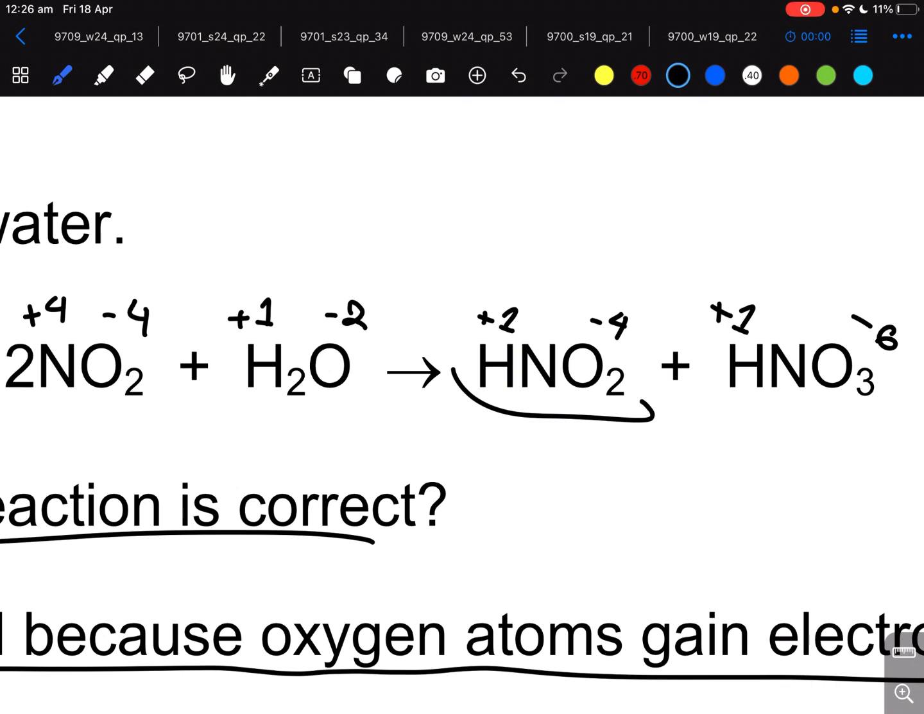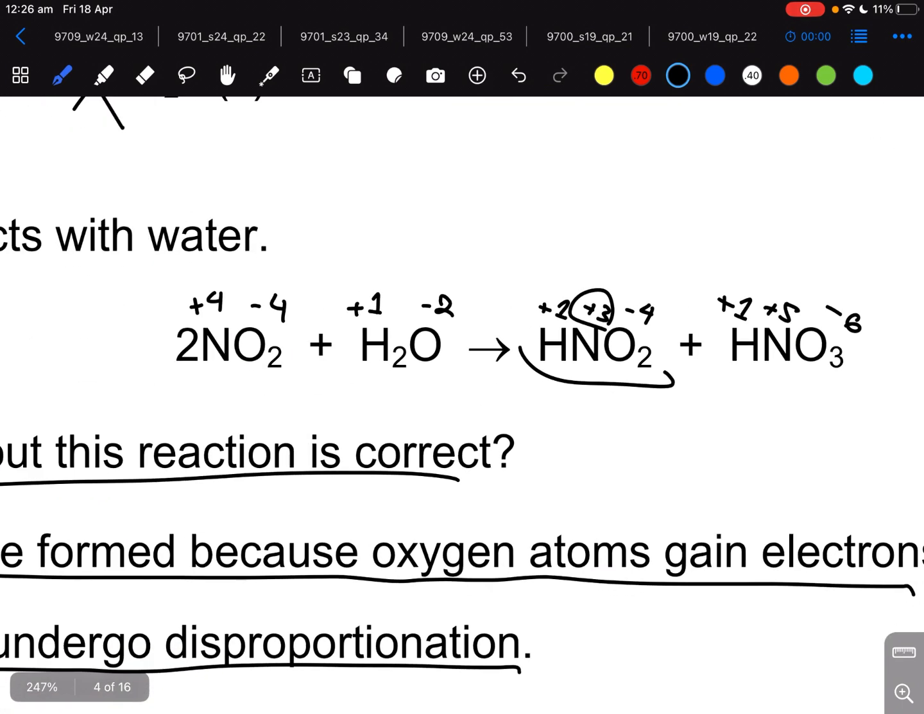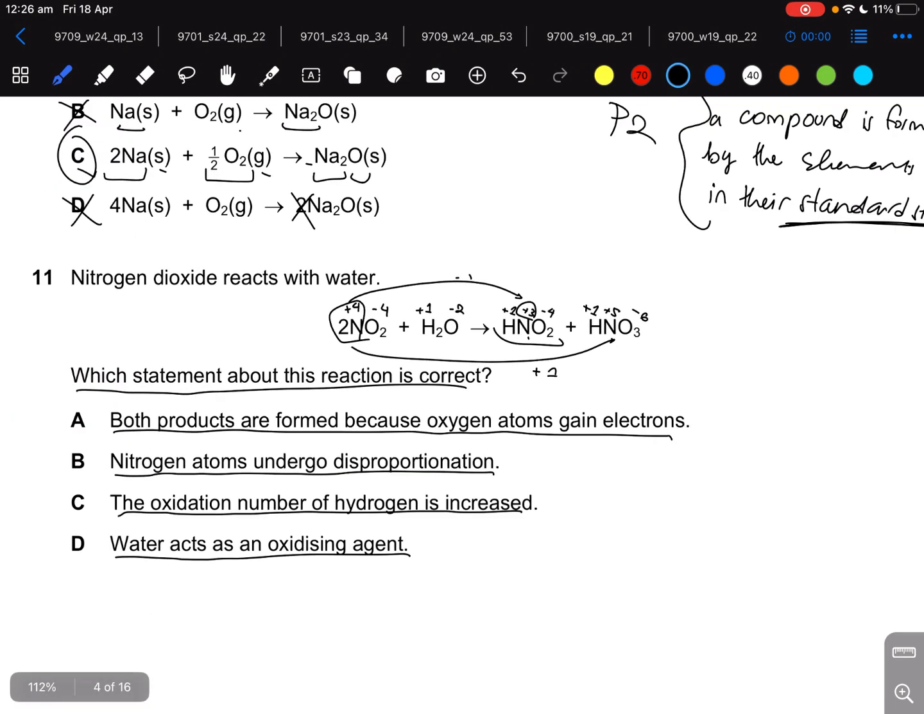The nitrogen is going to be 0, 1 plus x minus 4, shift solve. That's going to be +3. And then on the other one it is going to be -6, shift solve, +5. Nitrogen goes from +4 to +3 and +5. So here it's decreasing by 1, here it's increasing by 1. So that's a disproportionation reaction.